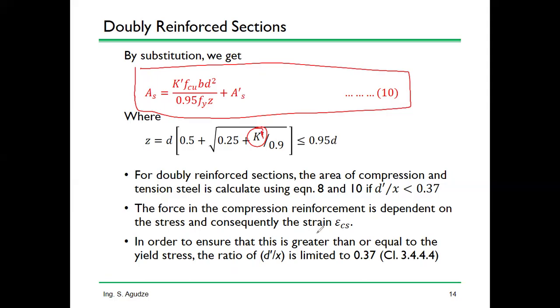All right. So for a doubly reinforced section, the areas of compression and tension steel are calculated using equations 8 and 10 if d prime over x is less than or equal to 0.37. The force in the compression reinforcement is dependent on the stress and consequently the strain. So in order to ensure that this is greater than or equal to the yield stress, the ratio of d prime over x is limited to 0.37, which is also in the code. Now let's progress.